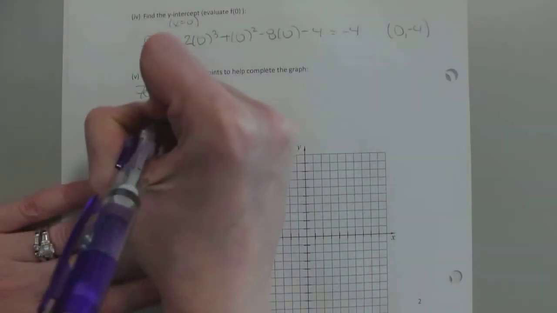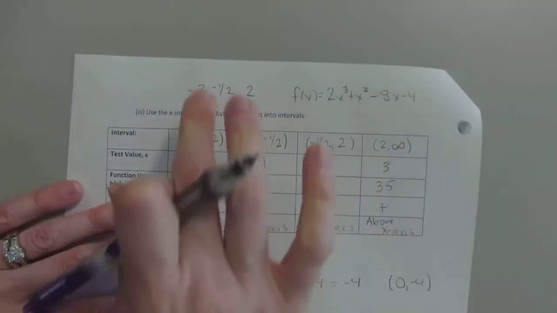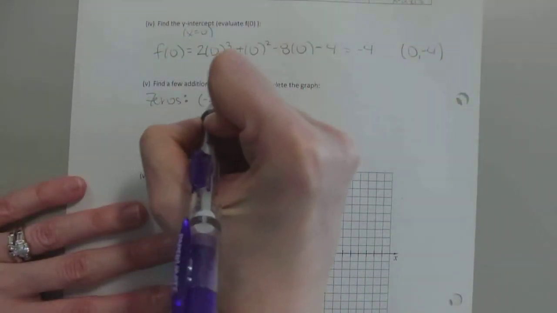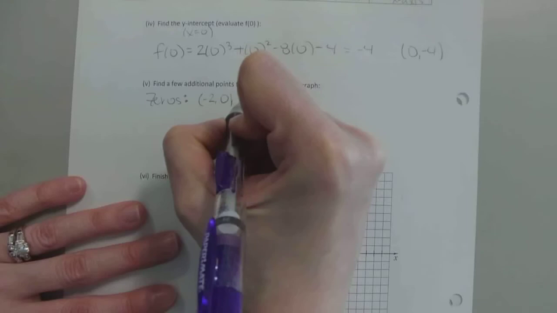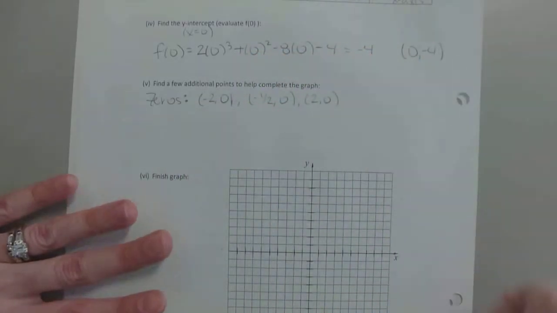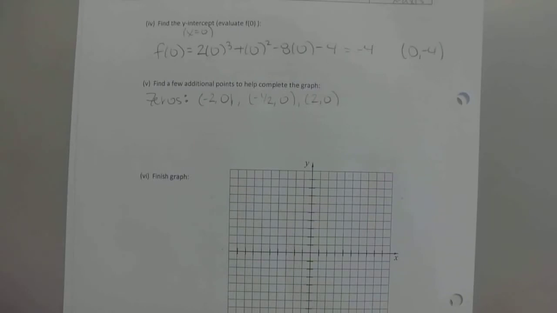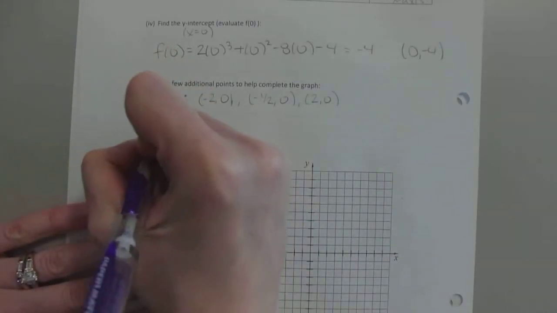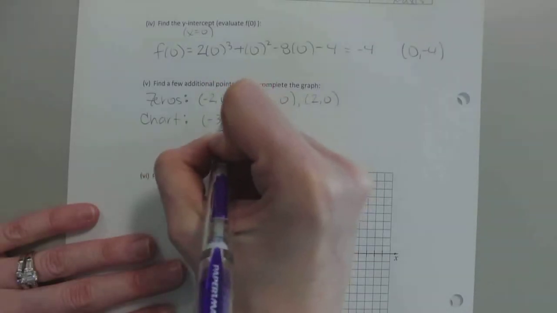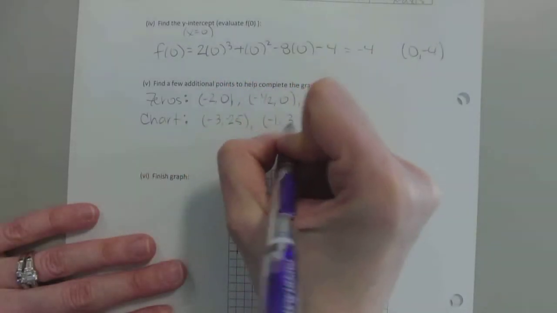All right, so step number 5 says find a few additional points to help complete the graph. What I'm going to list first is everything I have. So we already have the zeros. We can't forget the zeros. We listed them way up here, okay? So they were -2, 0, -1/2, 0, and 2, 0.